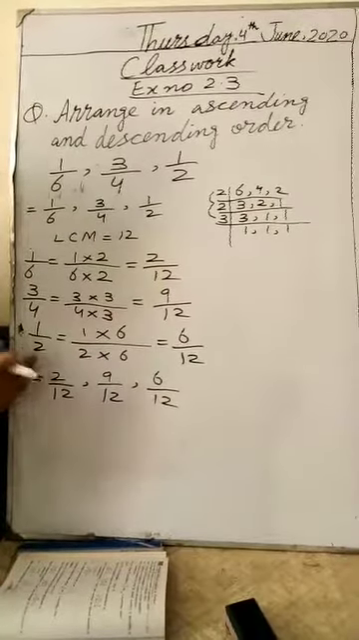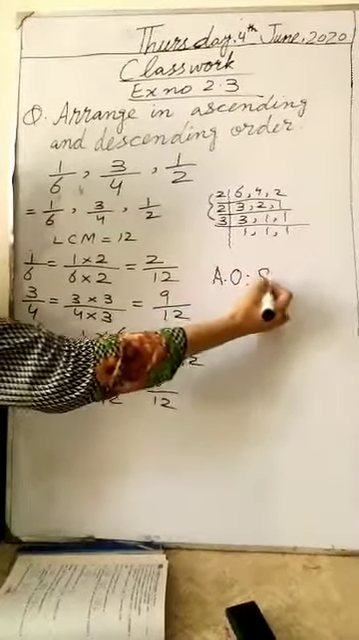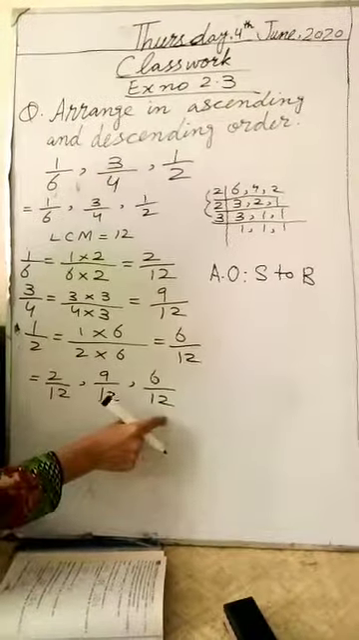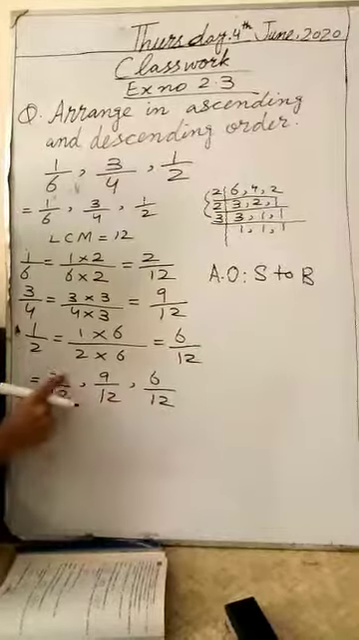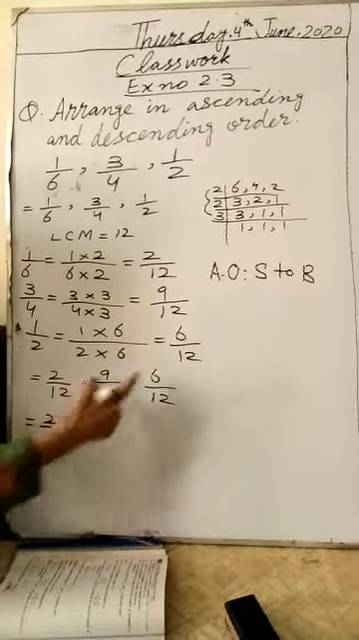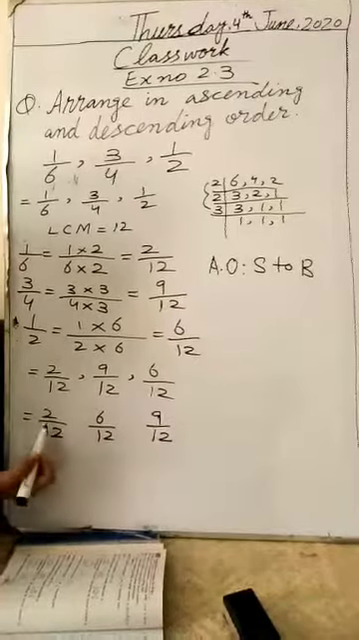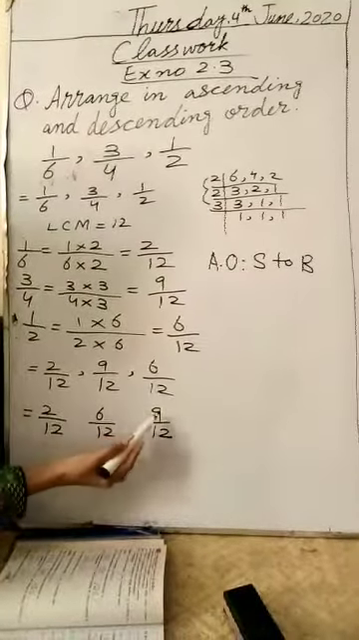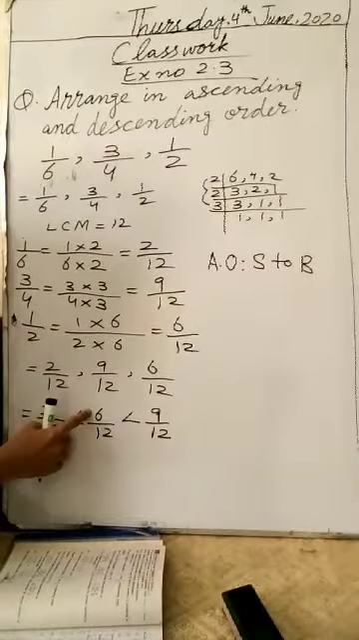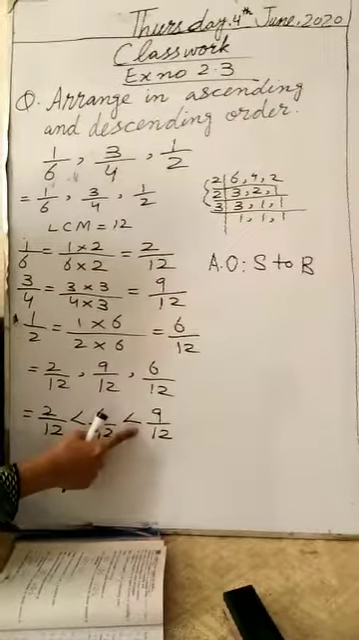Ascending order means go from small to big. It means you need to arrange your values. The LCMs are the same, so see the numerators. First 2 over 12, then 6 over 12, and then 9 over 12. Put the sign of less than, because 2 is less than 6 and 6 is less than 9. For ascending order, we always put the sign of less than.